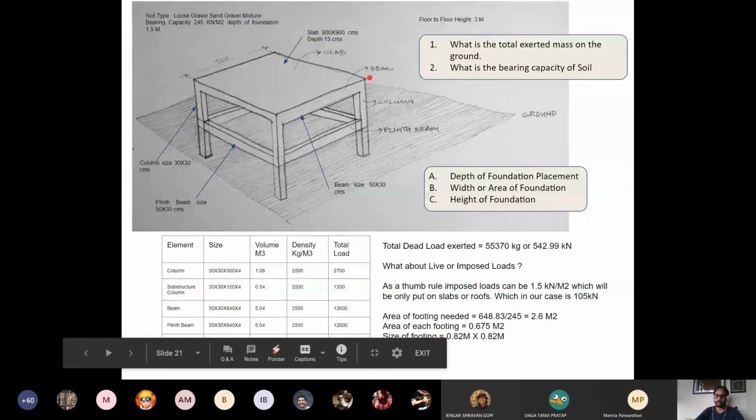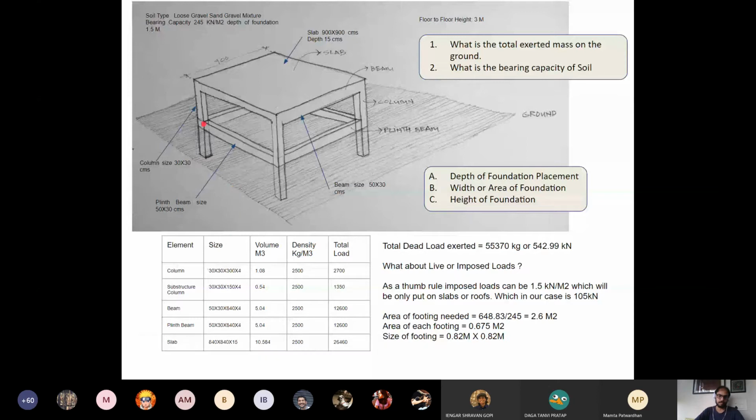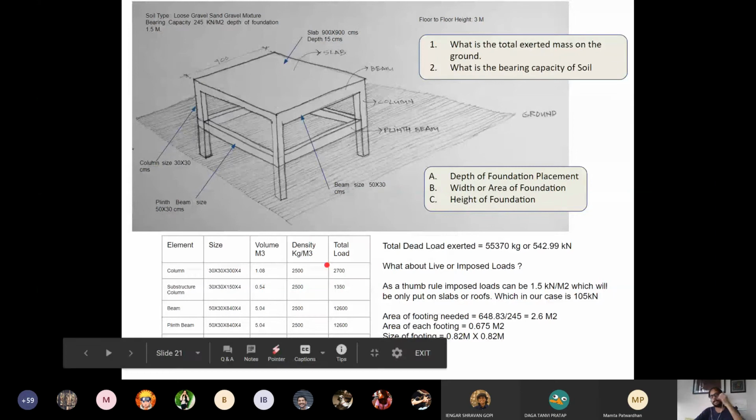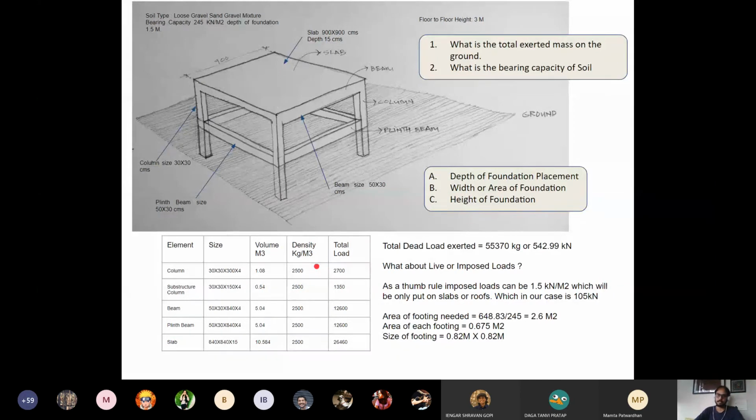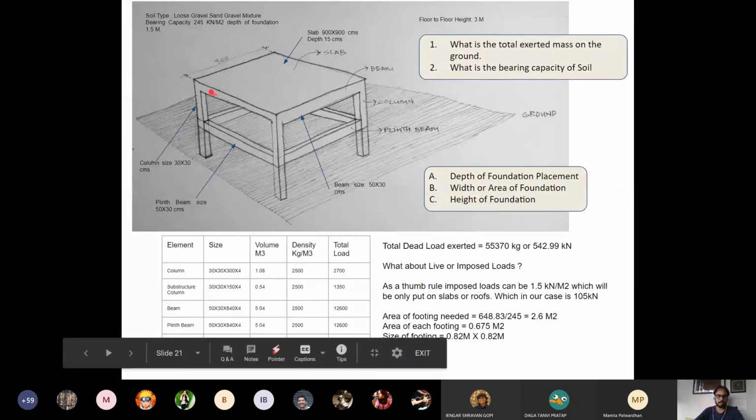So let's first calculate the total exerted mass. You have a column which is 30 by 30 by the height of the column from the level of the plinth to the next floor, which is 3 meters. So 300, and there are 4 such columns. Generally, the density of RCC concrete is 2,500 kg per meter cube. So the columns by themselves are exerting a load of 2,700 kilograms coming down.